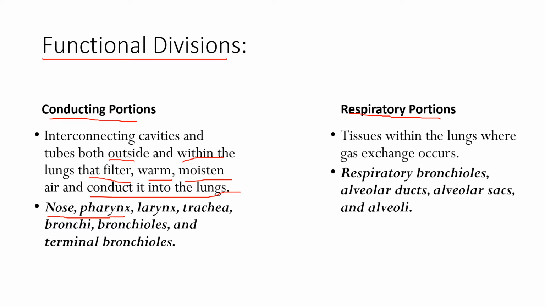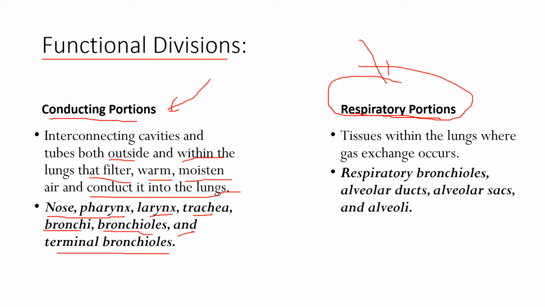So these conducting areas are the nose and the pharynx, that's for the upper respiratory. The lower respiratory is the larynx, trachea, bronchi, bronchioles, and terminal bronchioles. Now, when you get into the respiratory portion, that was just conducting, right? This list here. Now, in the respiratory portion, we have the tissues within the lungs where gas exchange occurs.